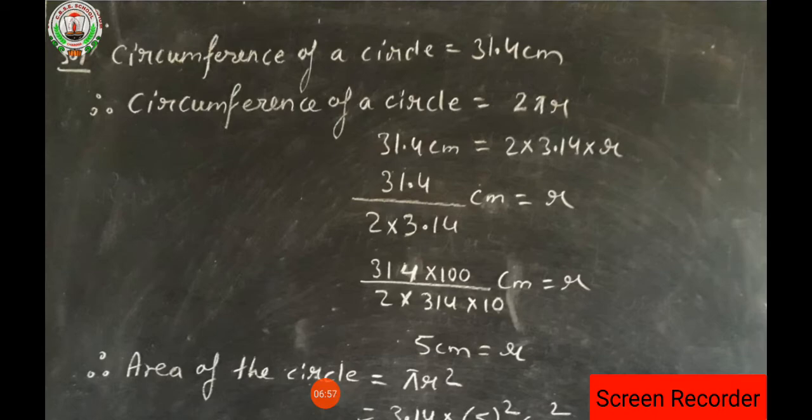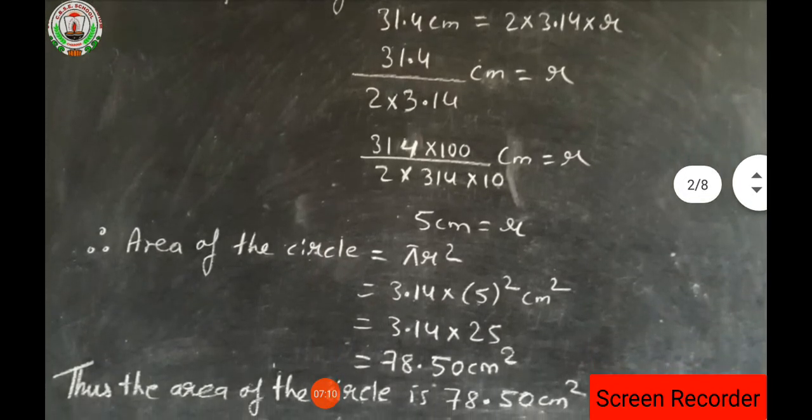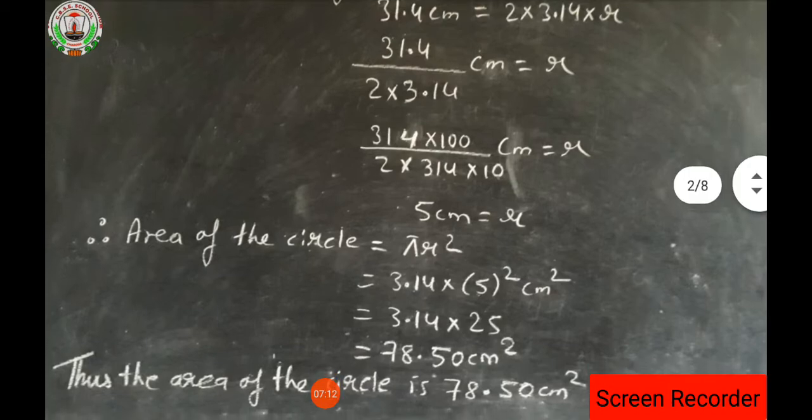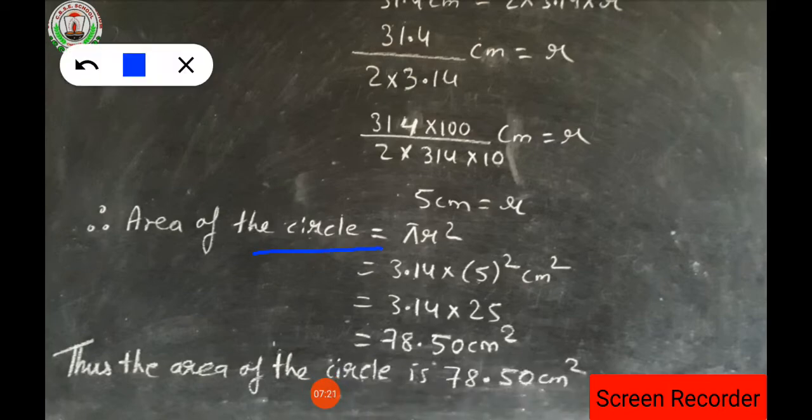So after finding the circumference of the circle, with the help of it we found the radius value. What is the radius value? It is 5 centimeter. Now with this radius value we are going to find the area of the circle. Everybody knows what the formula for the area of the circle is? That is pi r square, isn't it? Using this formula, A is equal to pi r square.